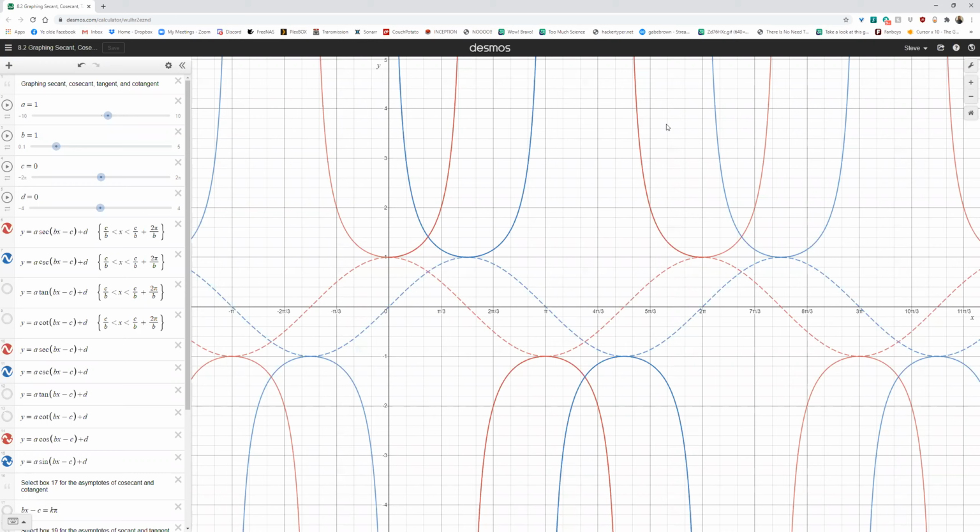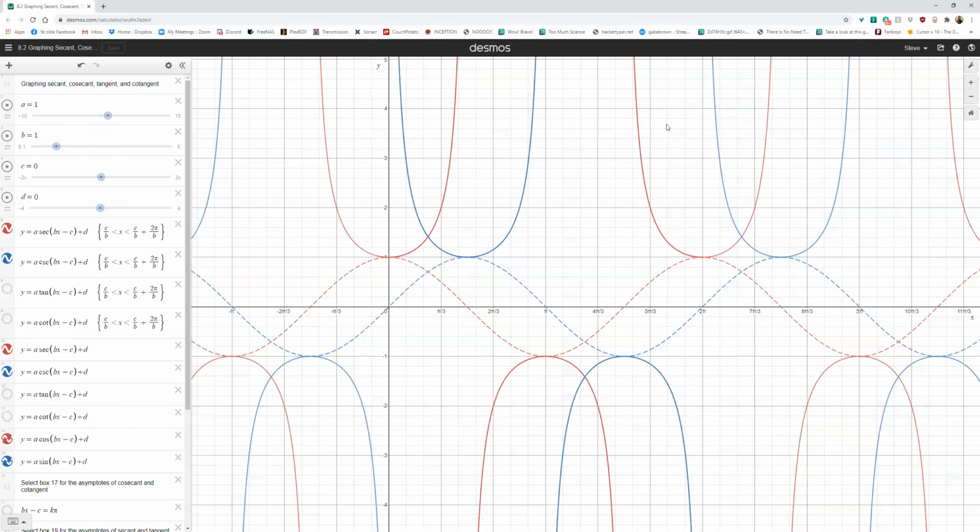All right, this will be our introduction to the graphs of secant, cosecant, tangent, and cotangent, as well as the graphing tool provided on our D2L page. So currently up on the board, we have the graphs of both secant and cosecant, with secant shown in red and cosecant shown in blue. Additionally, in the dotted lines, we have the graphs of cosine and sine, also in red and blue.